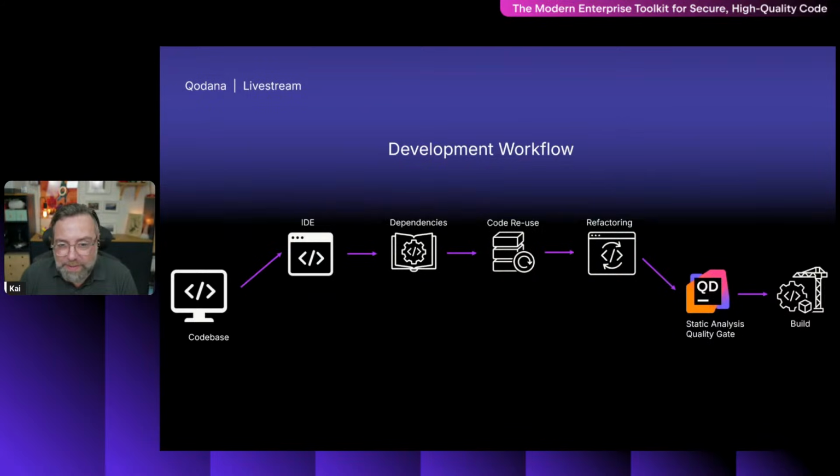You can see this, and this is obviously very condensed, but the typical development workflow so far was: you usually work with an existing code base in your IDE, and then you added dependencies. You had a look if you could reuse some code. For example, you refactored while you were going along and adding new code. And then once you wanted to push, you would have Qodana as a quality gate so that you can be sure that the code is clean before you merge it, before it gets built.